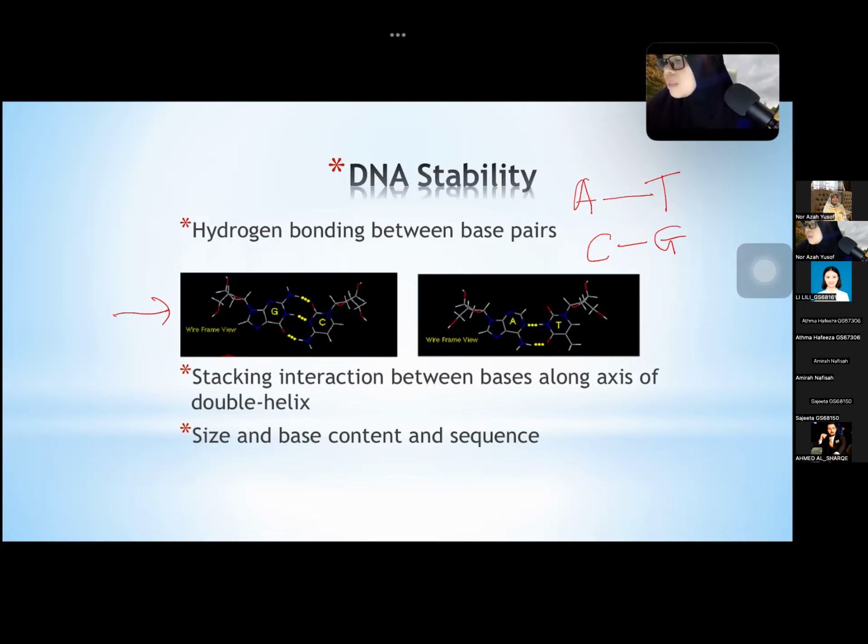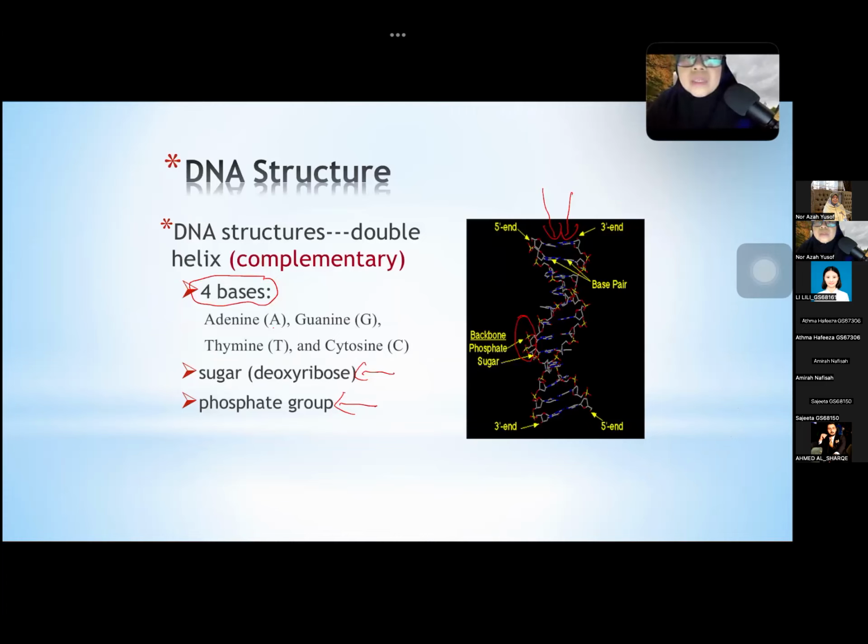Stacking interaction between bases along the axis of the double helix, size and base content, and sequence. So in the middle here, this is what is happening. And we have hydrogen bonds between the bases. I think you have learned before what a hydrogen bond is. If you understand the nucleic acid structure, nucleic acids usually have nitrogen and they have carboxylic groups, C double bond O, OH. So this interaction happens between the bases, between the nucleic acids. So this is how you get the chemical structure of the DNA.